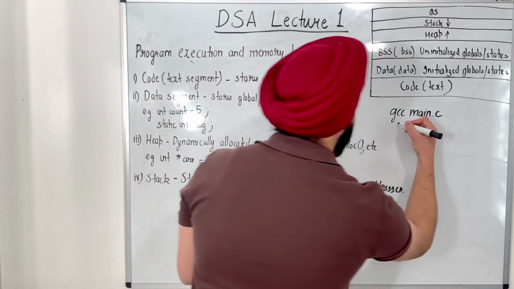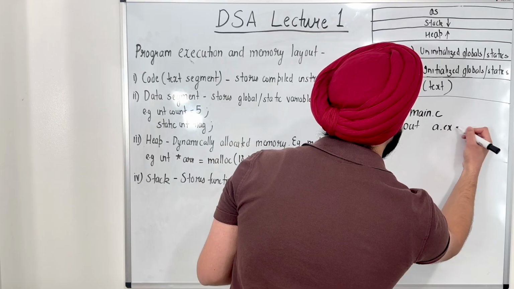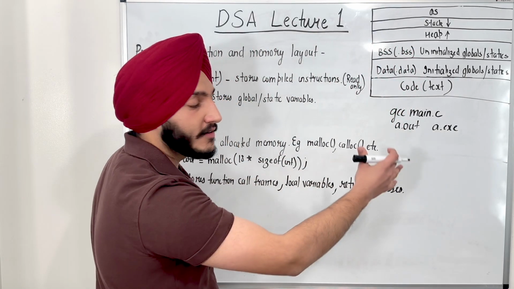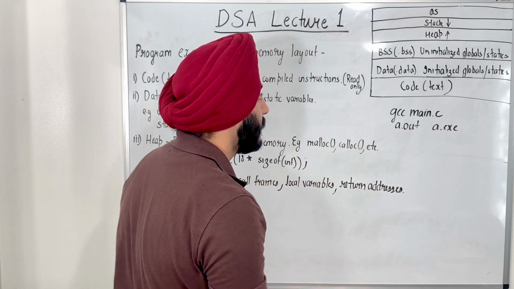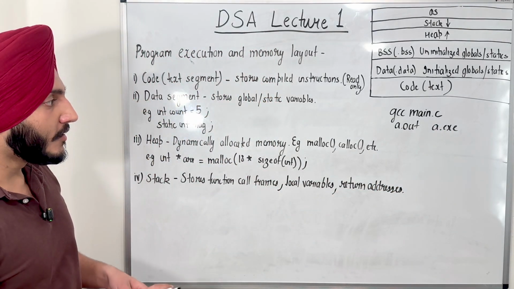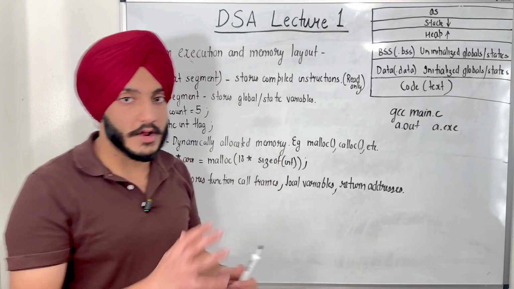And then when you run the a.out, we can also call it a.exe. On Macs it's usually a.out, and I think on Windows it's a.exe, right? Okay. So now let's try to understand what happens when you actually run this a.out.